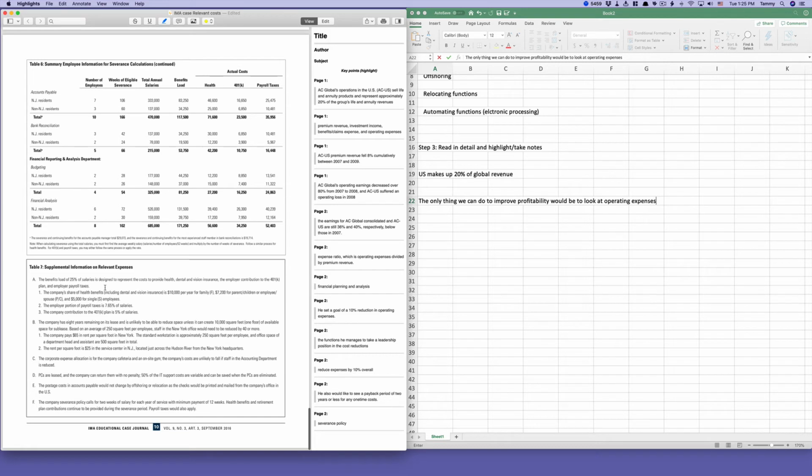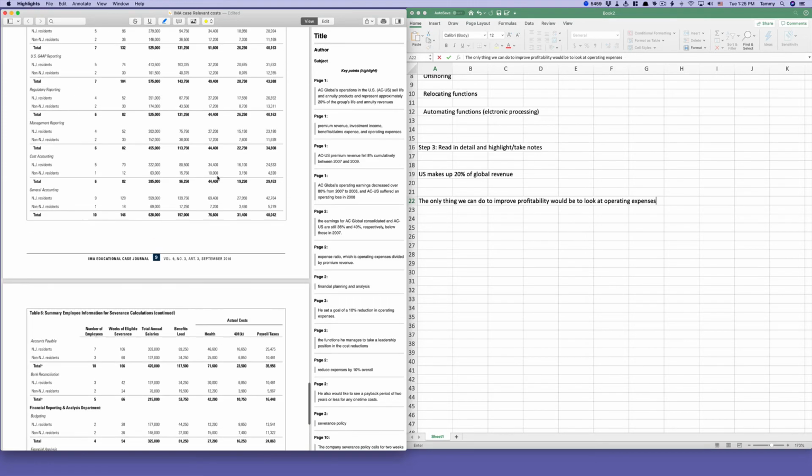Supplemental information. The company's severance policy calls for 2 weeks of salary for each year of service with a minimum payment of 12 weeks. Health benefits and retirement plan contributions continue to be provided during the severance period, and payroll taxes would also apply.